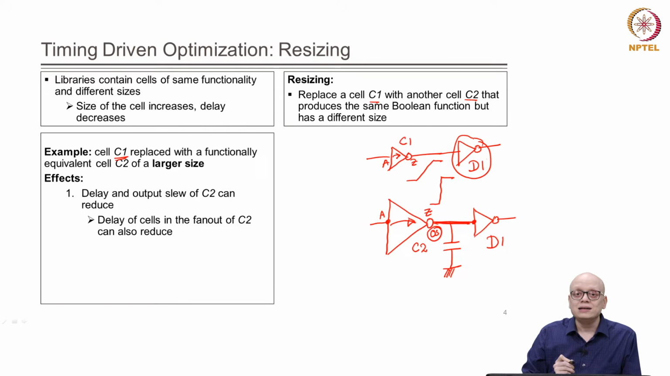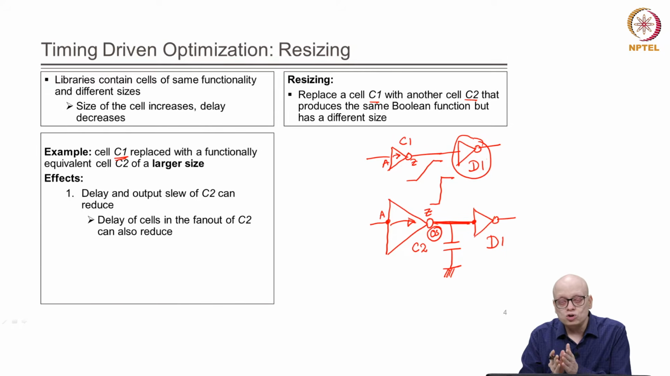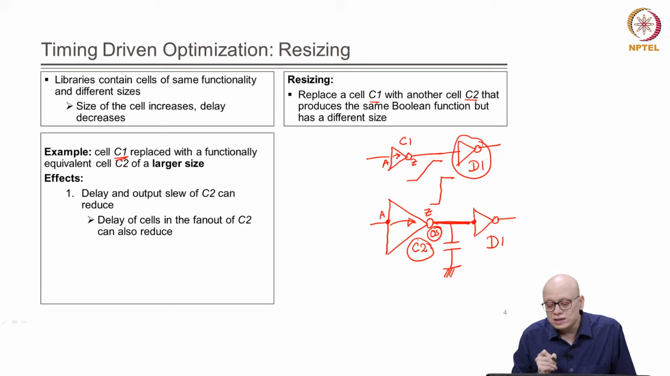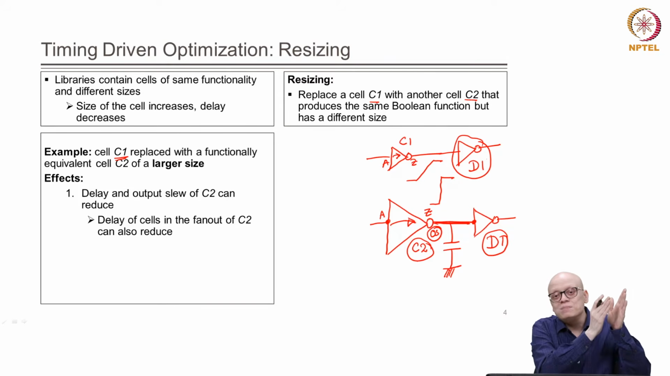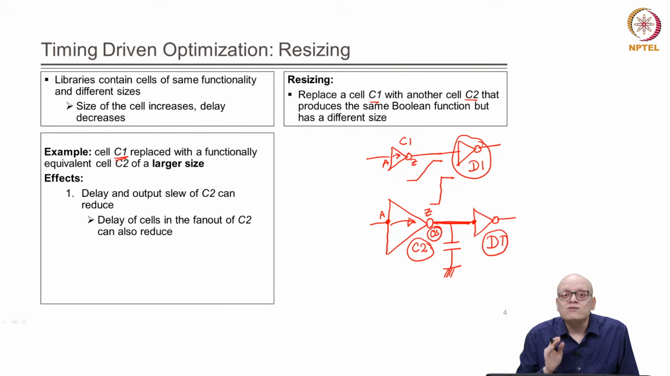Now, in the earlier lectures, we have seen that the delay is a function of output load and the input slew. Now, when we increase the size of C2, what happens? We increase the size of this cell, right? We use a bigger cell C2. Then the output slew decreases, and therefore we expect that the delay of D1 will also come down. Why? Because the input slew has become lower compared to if there was C1 instead of C2, right.